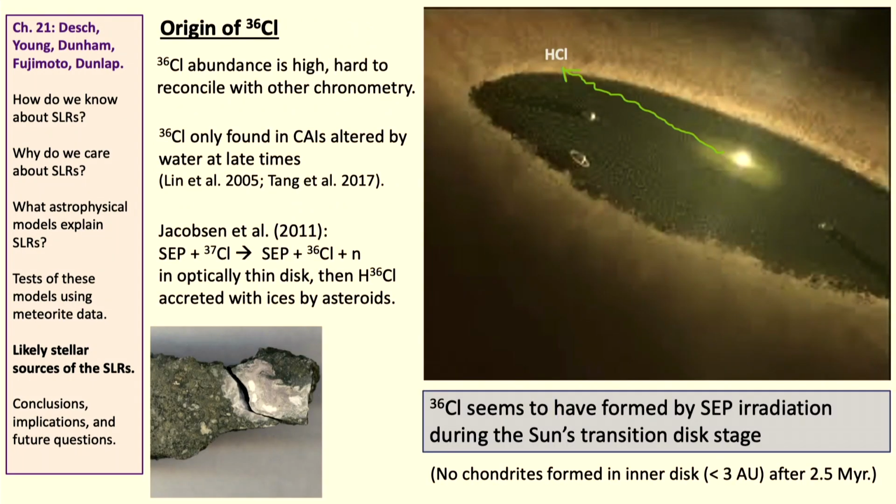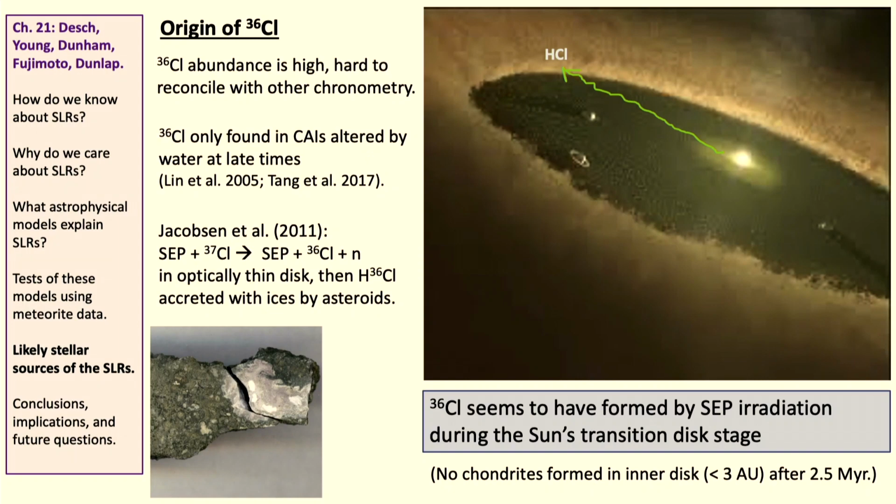Let me talk about chlorine-36 real quickly. The abundance of chlorine-36 is a little bit high. It's difficult to make it work consistently with chronometry. If you get into the detail of the handful of CAIs where it has been measured along with other things, including the Pink Angel, Curious Marie CAI, you find it's really kind of difficult to explain. However, chlorine-36 is only found in CAIs that have been aqueously altered at a late time.